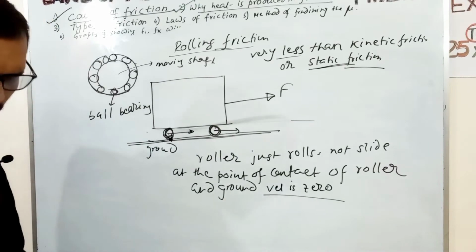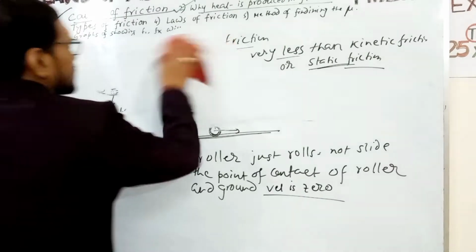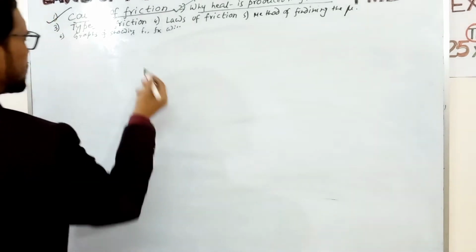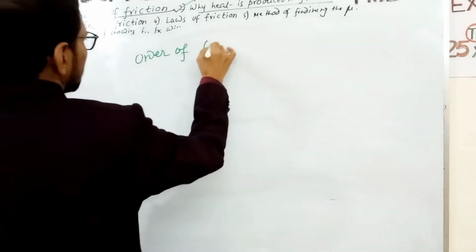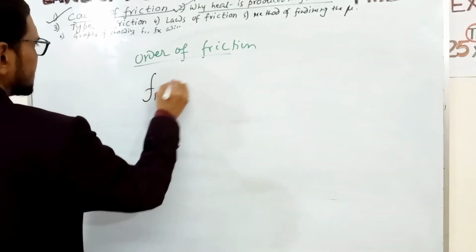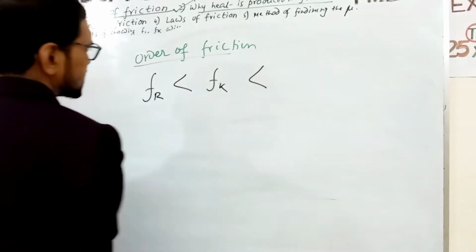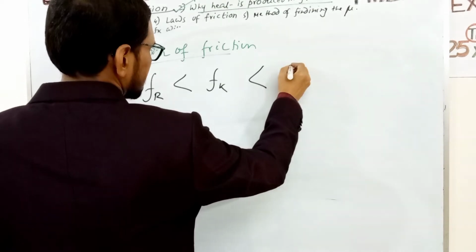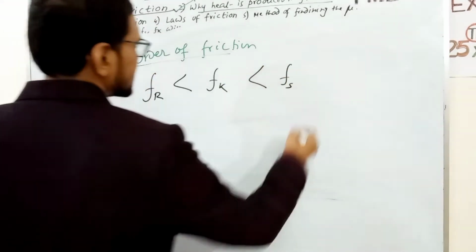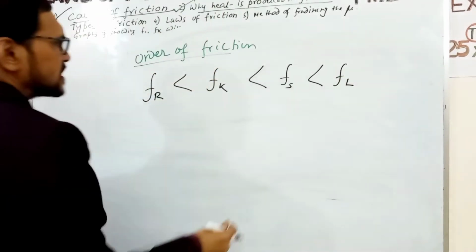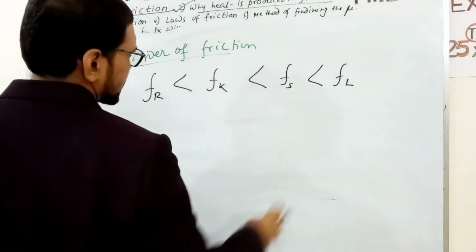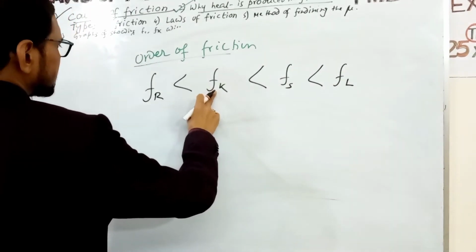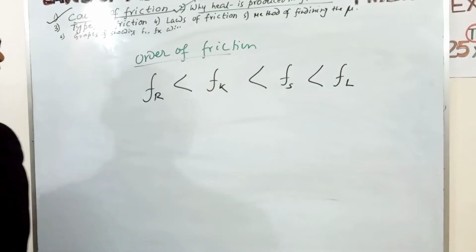Now, what is the order of these types of friction? First, rolling friction is less than kinetic friction, which is less than static friction, and static friction is less than limiting friction. So limiting friction is the maximum friction. Limiting friction is greater than static friction. Static friction is greater than kinetic friction. Kinetic friction is greater than rolling friction. So this is the order.